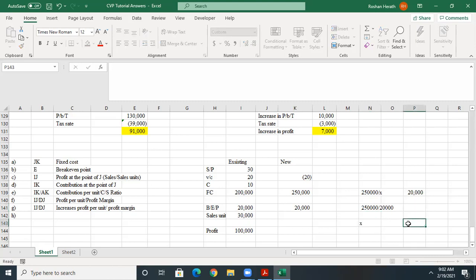So the x equals 250,000 divided by 20,000. So the contribution has to be 12.5 to be exact, has to be 12.5. Accordingly, your sales price must be 32.5.